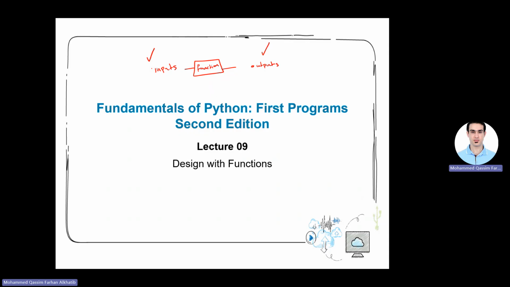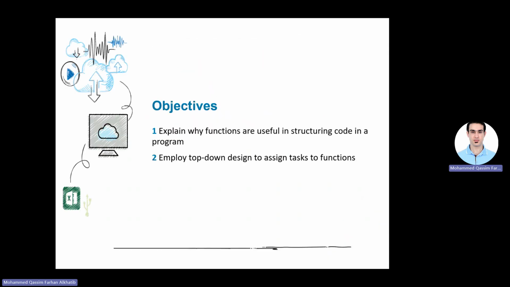All right, so we will design with functions. Explain why functions are useful in structuring code in a program. Now employ a top-down design to assign task functions. Sometimes your code might have multiple functions. Right now I'll show you some code from my research where I use functions. It's a task that I usually perform, so instead of writing its code every now and then, I'm just calling that function.